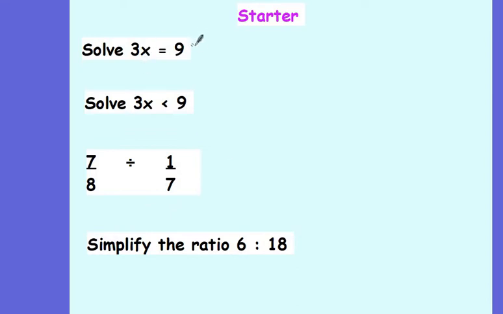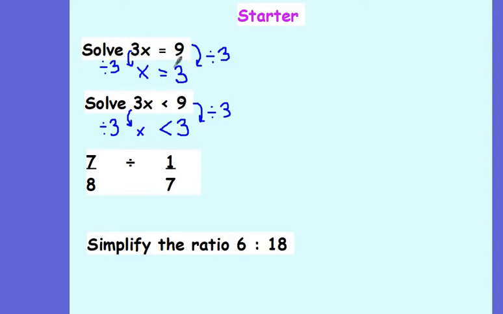Okay, let's start off by solving this first equation. We need to work out what x is on its own. So to solve it, we divide both sides by 3, which leaves me with x is equal to 3. We solve an inequality in exactly the same way. 3x is less than 9. We divide both sides by 3, and we get x is less than 3.